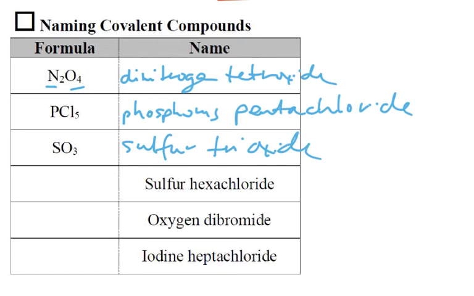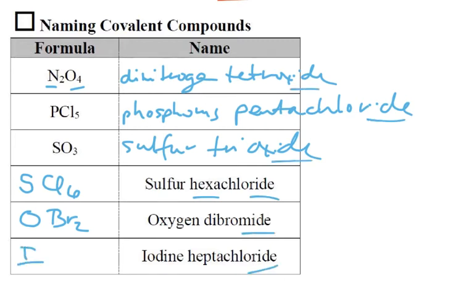Now the last one, sulfur hexachloride, so we have just one sulfur, and chloride with 6 for the hexa, so SCl6. Oxygen dibromide, here's an oxygen. Dibromide means 2 Brs. Notice these all end in "ide." And the last one, iodine heptachloride, hepta means 7, so ICl7. And notice we're not saying iodide because it's not an ionic compound, it's iodine, the neutral element, each of those. And that's how we do Quick Check 4.1.